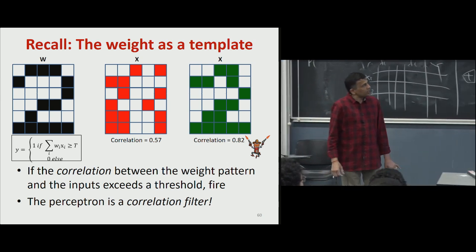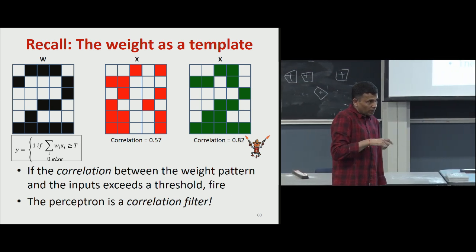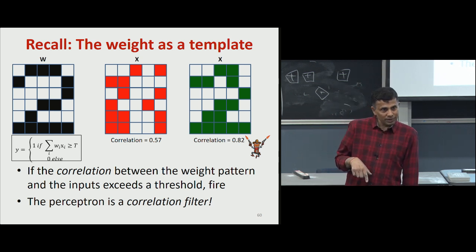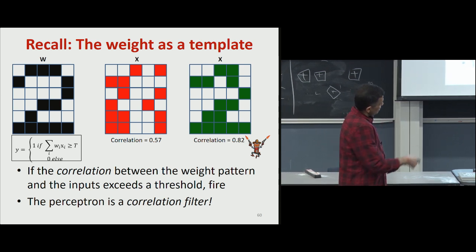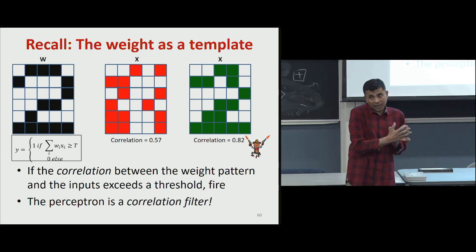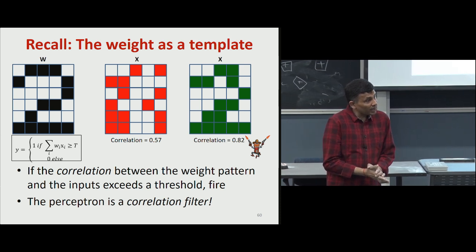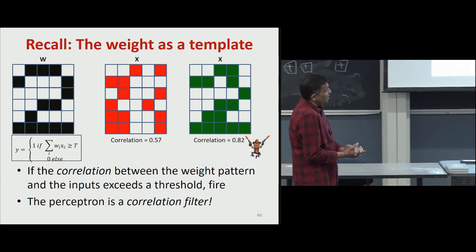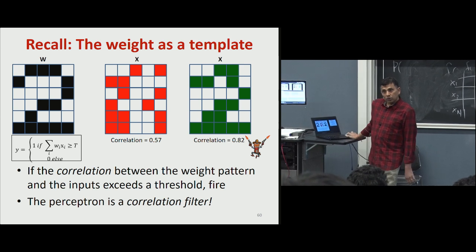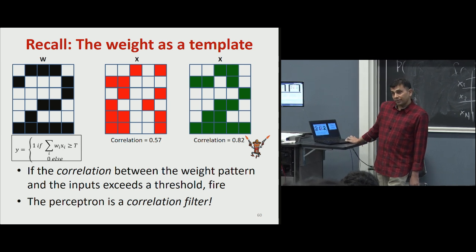this really means it's a correlation filter, right? If I'm trying to build a classifier which classifies this number 2 on a pixel grid, then my weights must just be the number 2. Then if I get a pattern like the figure in the middle, the correlation between the weights and the input, which is the inner product, is only about 0.57. It's too low, it won't fire. Whereas if I have the figure to the right, the correlation is much higher, 0.82 in this case, and if you choose your threshold accordingly, that neuron will fire. So a simple correlation filter can capture very complex patterns, although it's just a linear classifier, right?